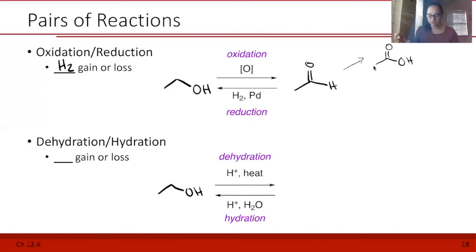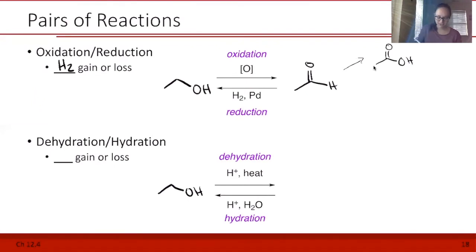And then a reduction reaction is just the opposite. We go from an aldehyde back to an alcohol using hydrogen and palladium. So you can see how you can do an oxidation and then a reduction. And if you wanted to, you could oxidize it again and reduce it again. And you're just going to keep going through that cycle.